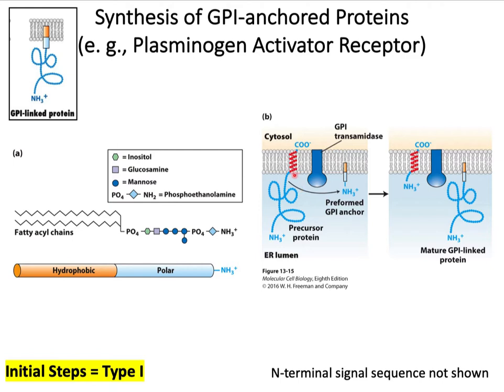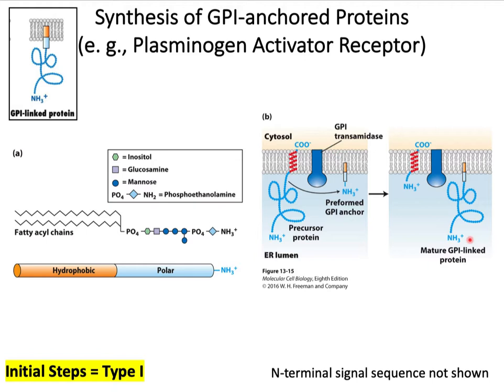This is not a signal peptidase. This protein is important. It's GPI transamidase. What GPI transamidase does is that it cleaves the protein at that position and makes a covalent attachment of that protein to a GPI anchor right here. So you end up with a GPI anchored protein.